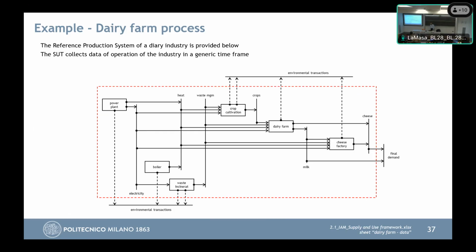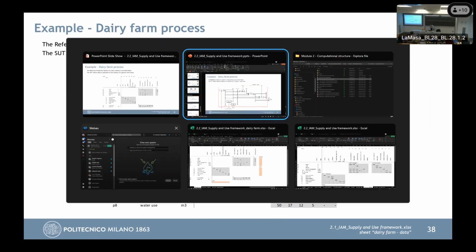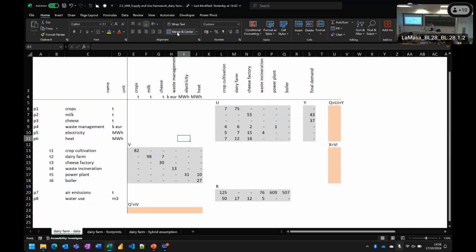Okay, so there is one dairy farm data tab here that you can find in the Excel file. So you have this Excel file here. You see there are 3 tabs. There is one with simply the supply and use table. Then the second tab with the footprint calculation, and the last with the hybrid assumption and the application of the Leontief model with hybrid assumptions.